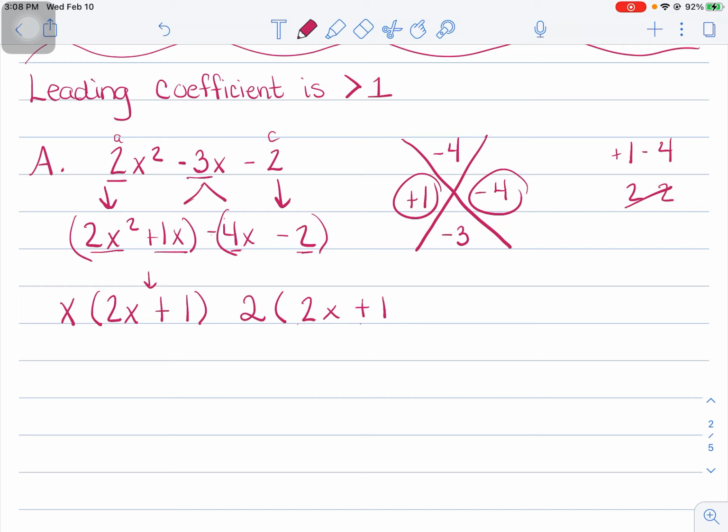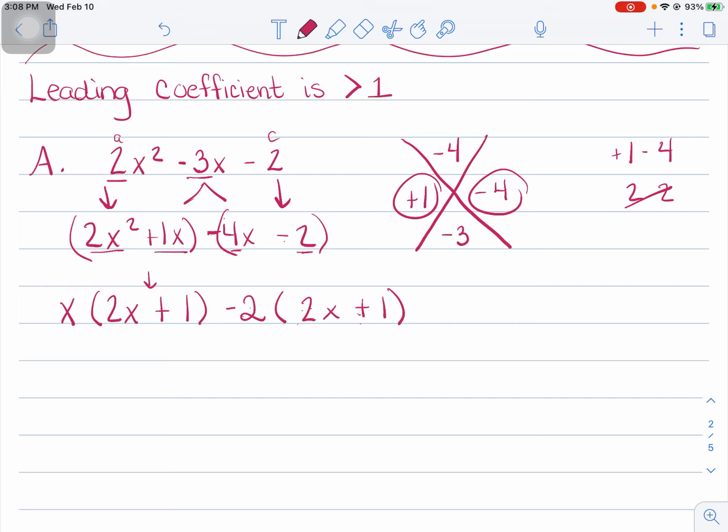So if I pull out a positive, this is a 2 times a 2x, that's going to get me to a positive. I need it to be a negative, so I'm going to pull out a negative. A negative times a positive gets me back to a negative. This was a negative first. A negative times a positive gets me back to a negative. Now they're exactly the same.